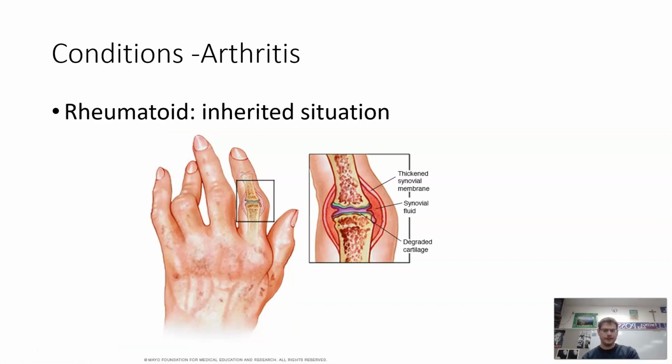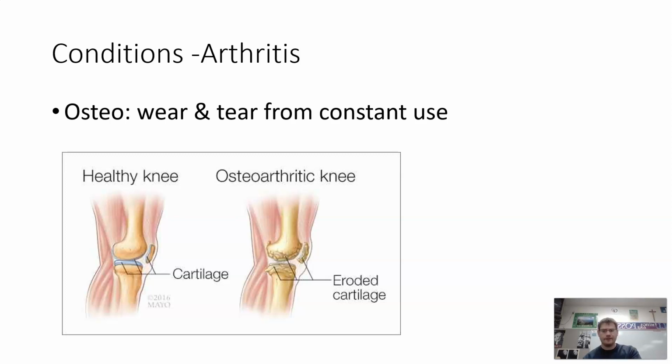All right, rheumatoid, an inherited situation. Rheumatoid arthritis is a type of arthritis that is inherited. And then osteoarthritis. This is wear and tear from constant use. So the cartilage starts to wear down after years of running or just working, and then it just starts to scrape bone on bone. The cartilage is gone.